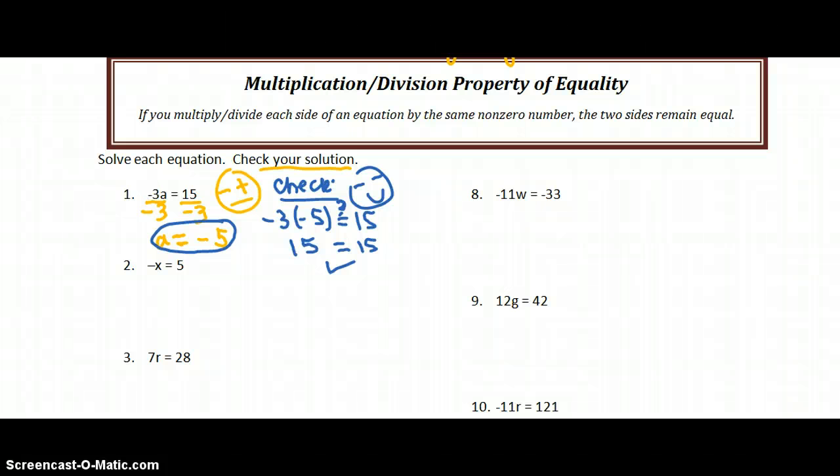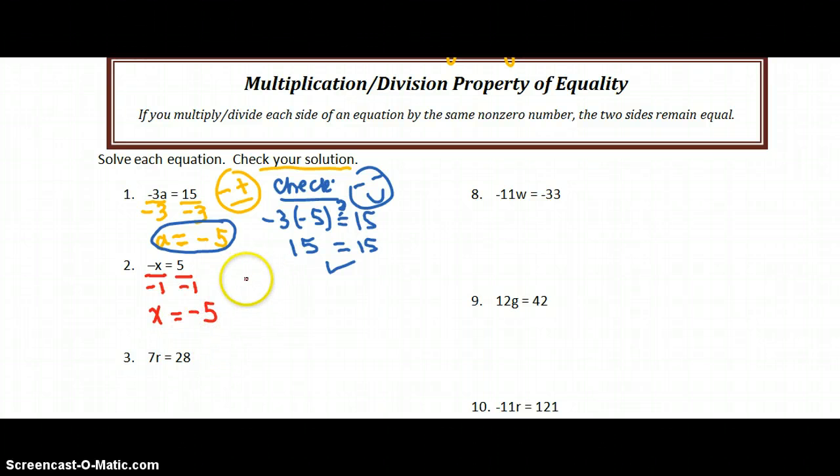All right, moving on to example 2. We have a -x. I need to undo it. It looks like it's being multiplied by an understood -1. So if I divide by -1, that'll undo the -x. But I have to also do the same thing to both sides of the equation. And so negative divided by negative makes positive. And a +5 divided by a -1 is going to make a -5.